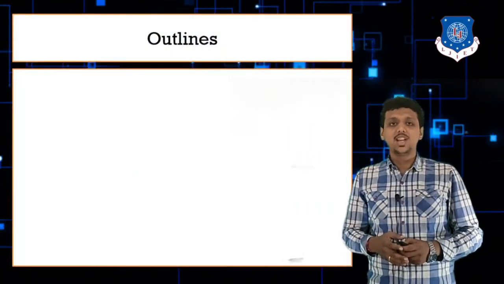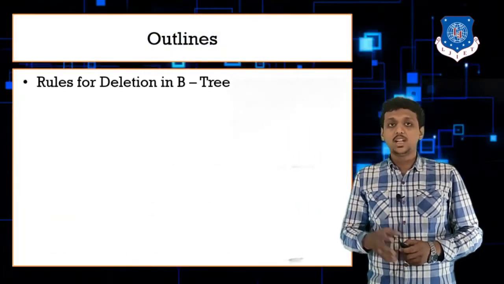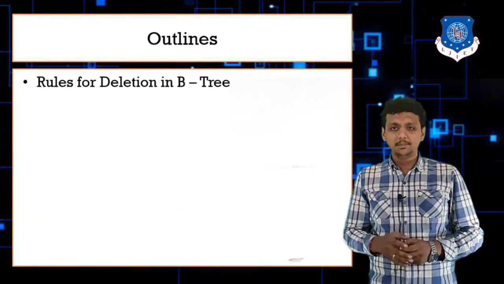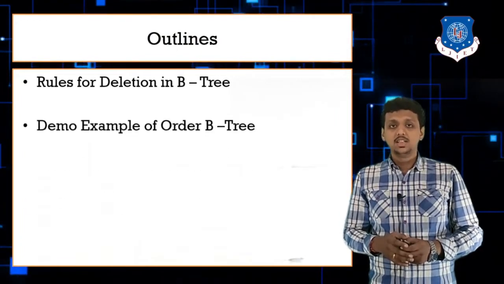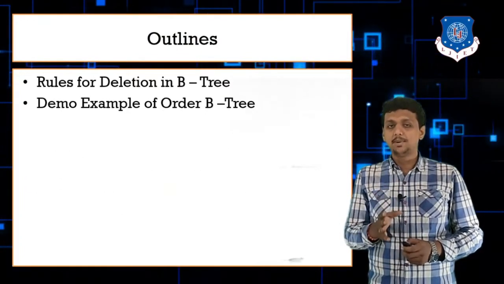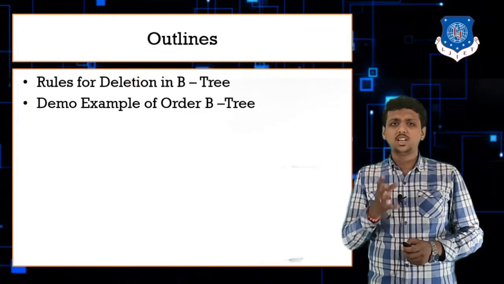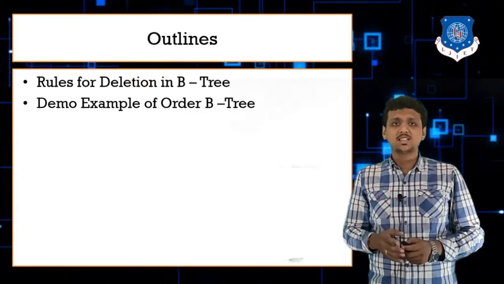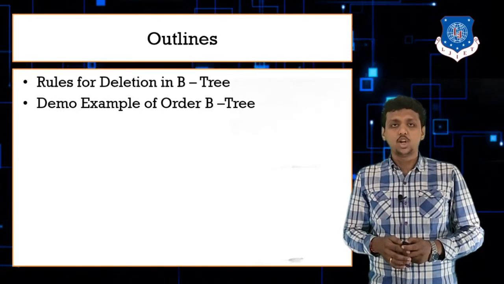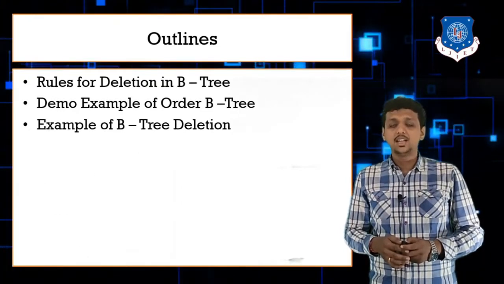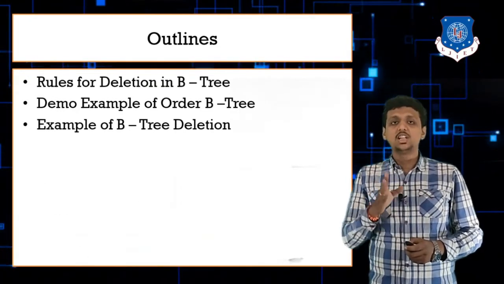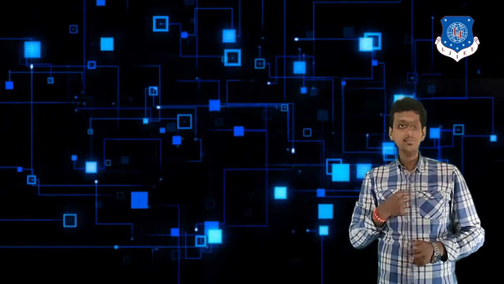Students, the outline is: first, we'll talk about the rules for deletion in B-tree. Then we'll see a demo example of how to calculate the minimum and maximum values or subtrees for a given order in B-tree, and then we'll see deletion in B-tree with an example.